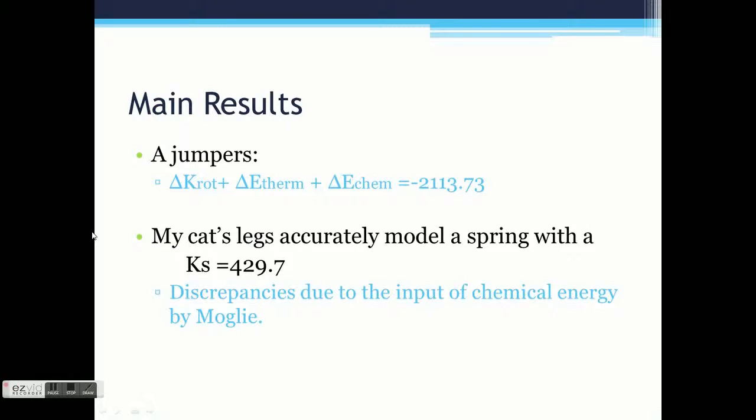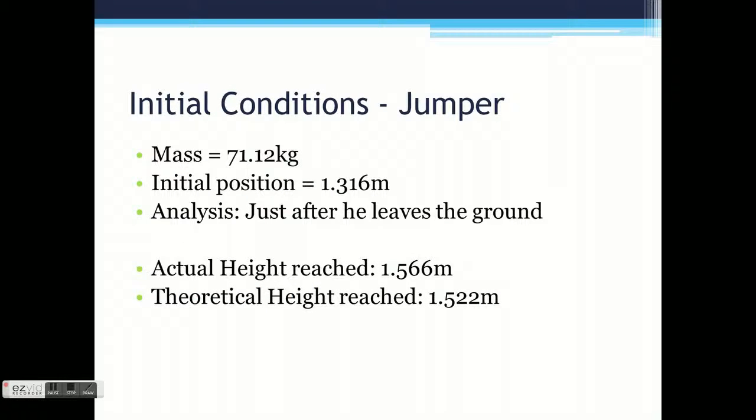Using a point particle system to find K-trans and a real system to find the other energies, I found that the sum of all the energies was negative 2,113.73, and I found that my cat's legs actually very well modeled a simple spring system.